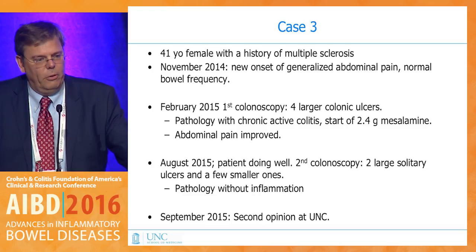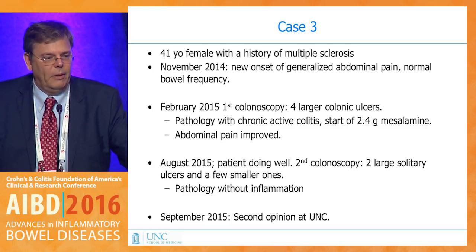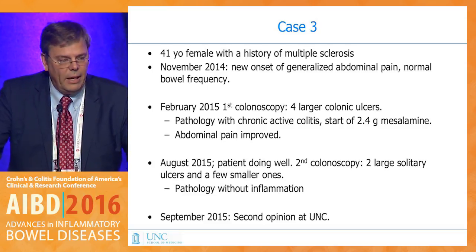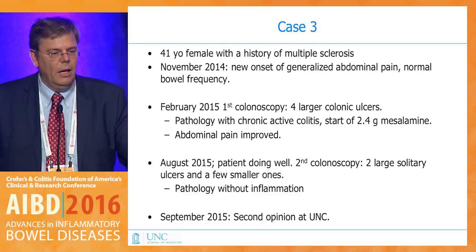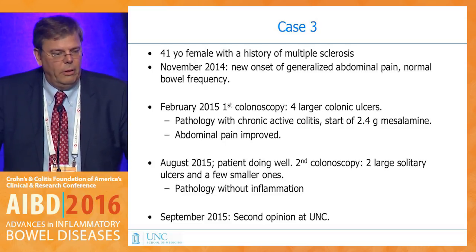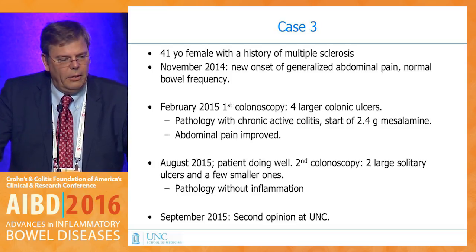The pathology showed chronic active colitis, and she was started on mesalamine 2.4 gram, and the abdominal pain improved. In August 2015, she underwent a second colonoscopy to check for mucosal healing, and from four, she went to two large, what they called large solitary ulcers. So overall, an improvement, and a few other small scattered erosions.